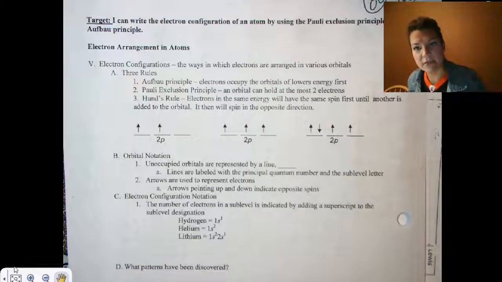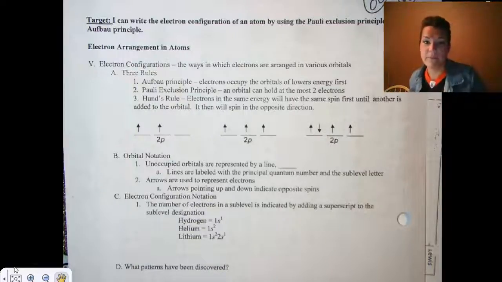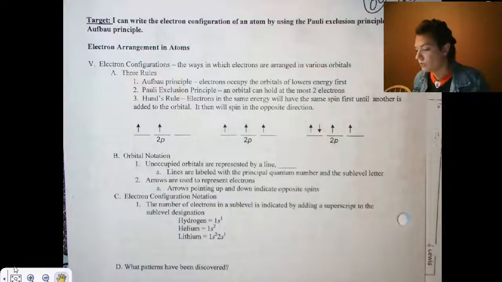And this kind of makes sense, right? Because electrons carry negative charges. So they're going to want to be spread out before you start to put them together. Okay? So let's look at these rules.